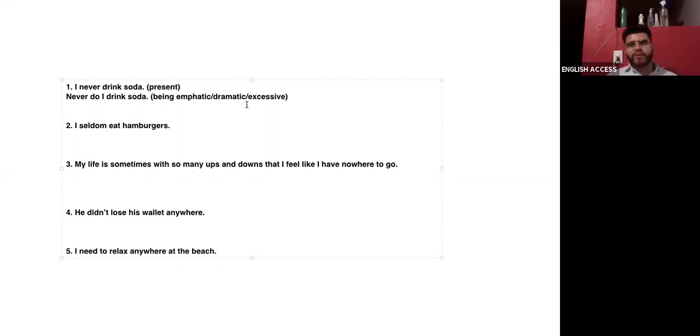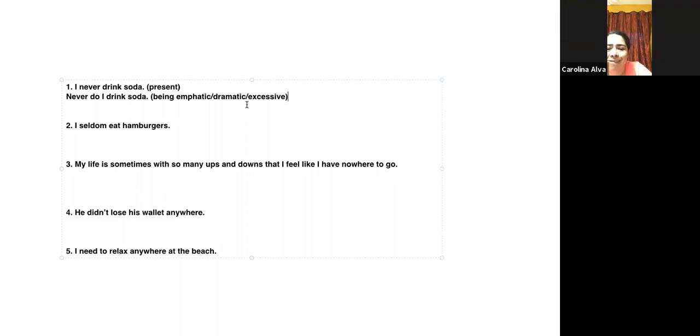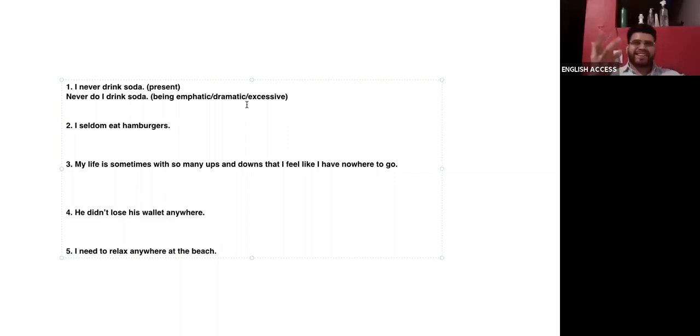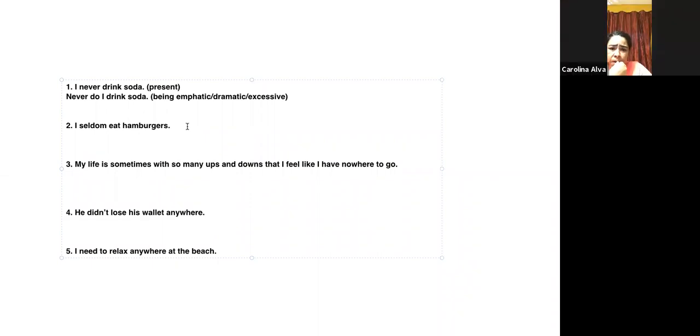You sound very formal. When you say this, "never do I drink soda," I imagine myself like the Leonardo DiCaprio meme where he has the cup in his hand. Yes, very fancy, with the glass of wine. That's how I feel when I say "never do I drink soda." Why? Because it can be formal depending on the context, or very informal depending on the context. But it is emphatic.